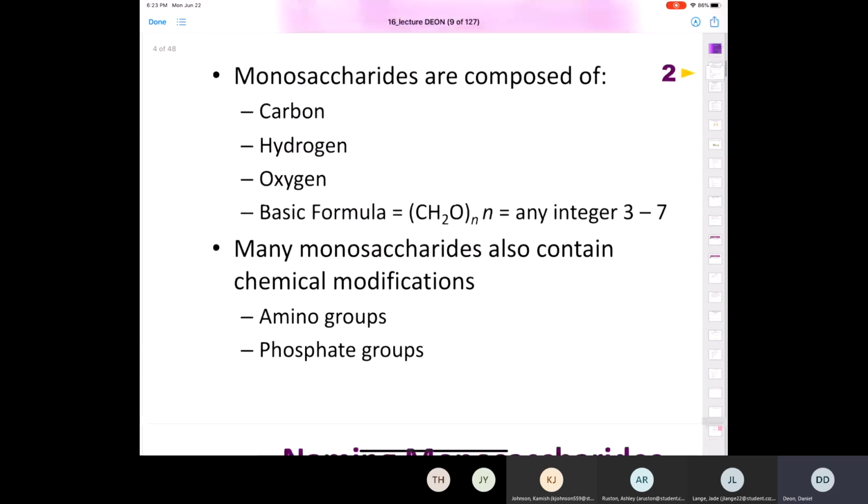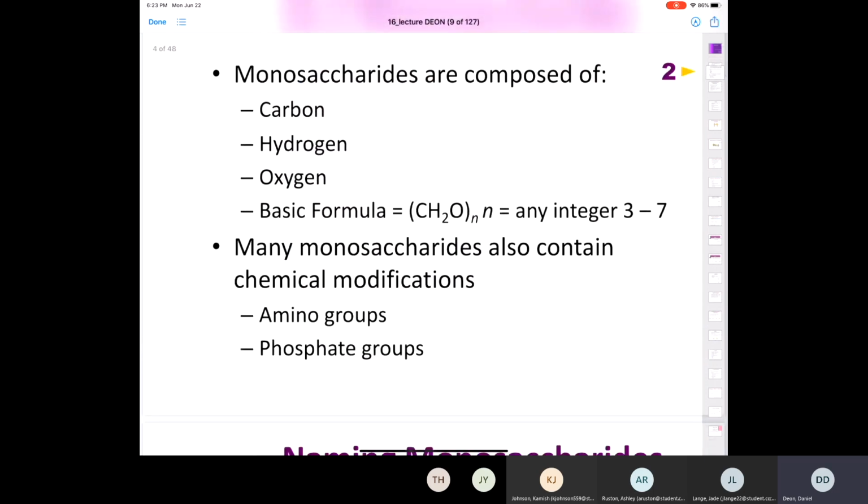A little bit more about monosaccharides. Monosaccharides are composed of carbon, hydrogen, and oxygen, and they have the basic formula shown here, CH2ON, where N is any integer from 3 to 7. In fact, that's where the word carbo comes from, the carbon, and hydrate comes from the fact that for every water molecule, you have a carbon. So carbohydrate. Mind blown, right?